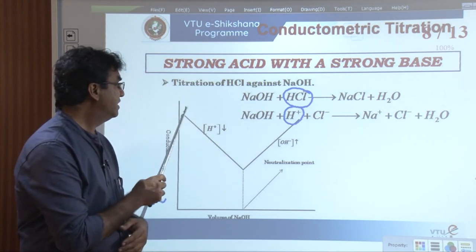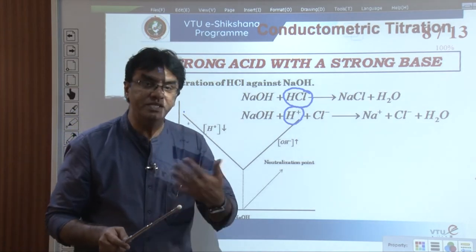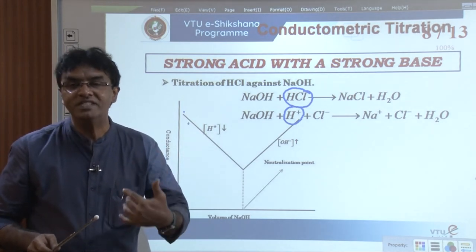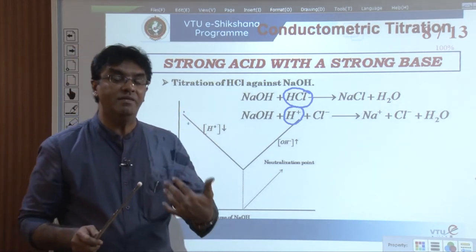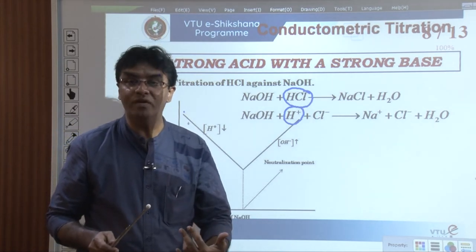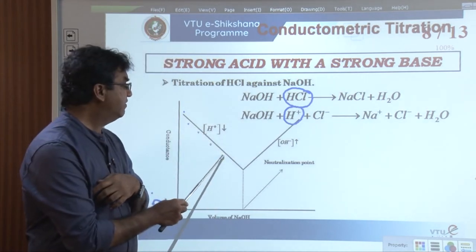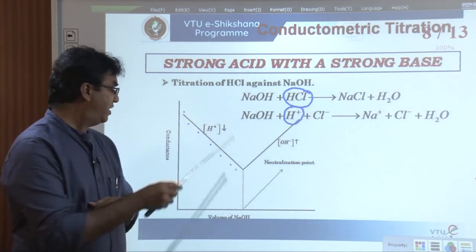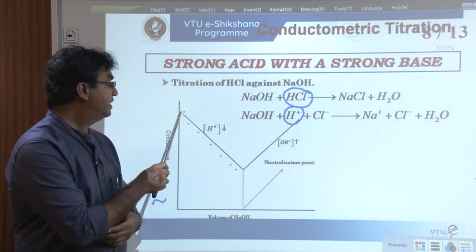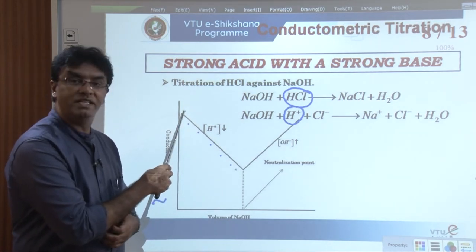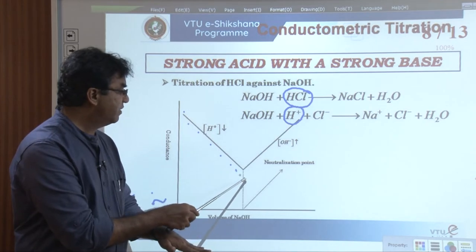Therefore, in the beginning it may be around 18, then it may become 16, and so on as you add another 0.5 ml of NaOH. When you keep on adding 0.5 ml of NaOH each time, the concentration of H+ ions decreases because more and more H+ ions get neutralized, so conductivity decreases naturally. If you plot conductance along the y-axis versus volume of NaOH along the x-axis, you get a graph like this: highest conductivity in the beginning, then with each 0.5 ml addition the conductivity keeps decreasing, giving points like these.